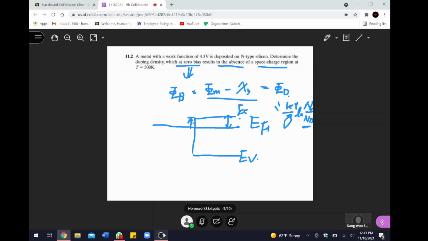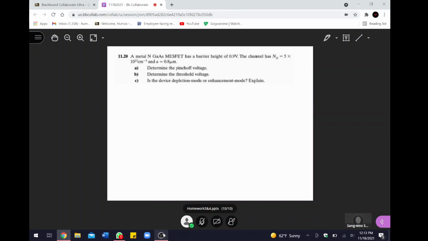Okay, and then the last one. The last one is an N-channel MESFET, and the barrier height is given, and doping is all given. So the first one is the pinch-off voltage. To calculate the pinch-off voltage, we use the same way, the equation in here.